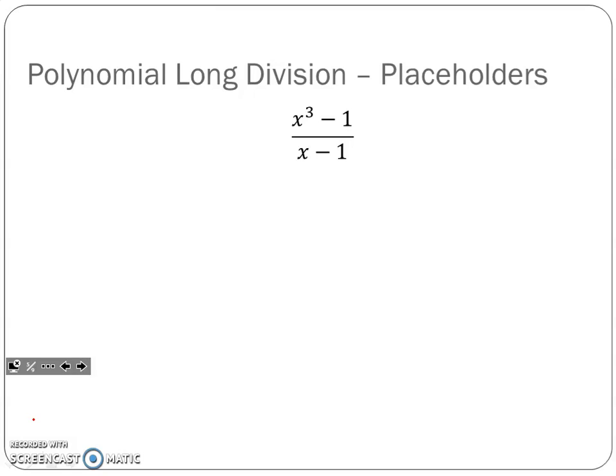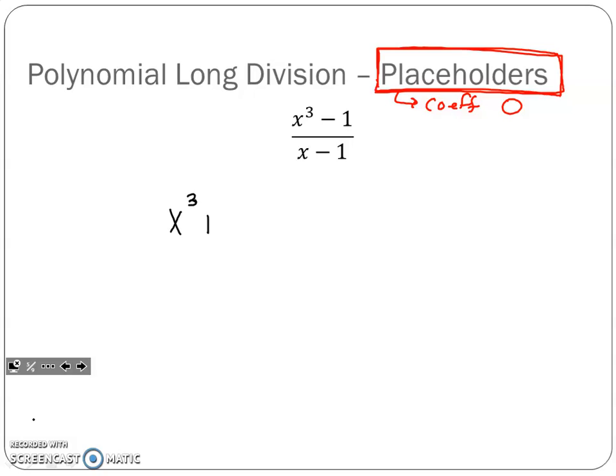We call those placeholders. Your placeholders will have a coefficient of 0. You cannot do the division unless you have placeholders; you have to write them in there. I'm going to write this as x cubed, and then plus 0x squared.